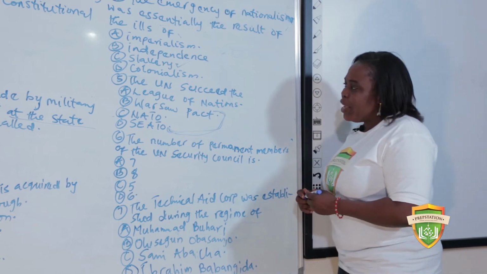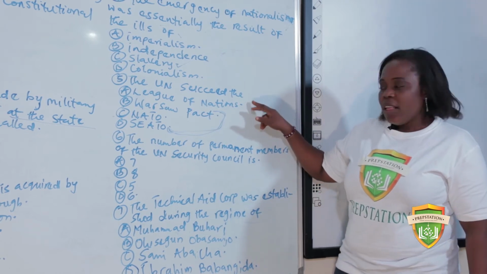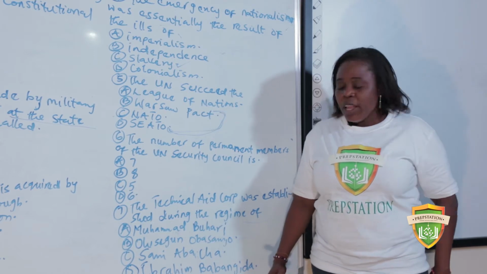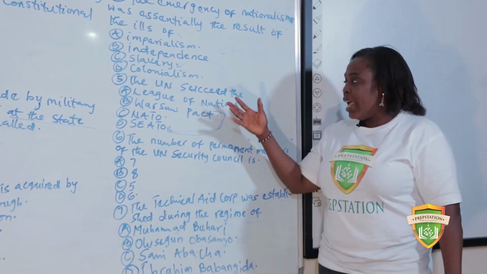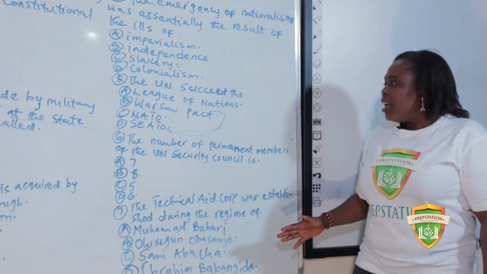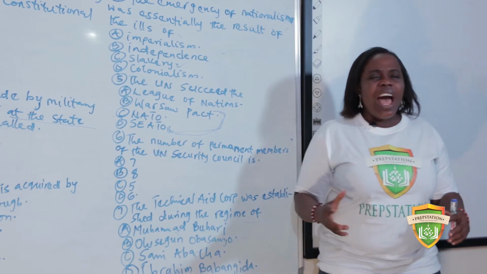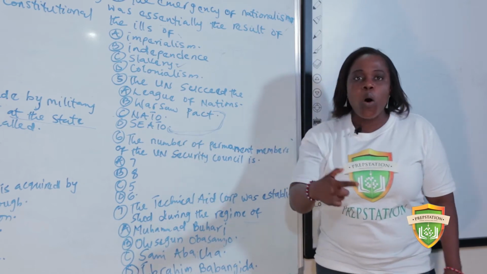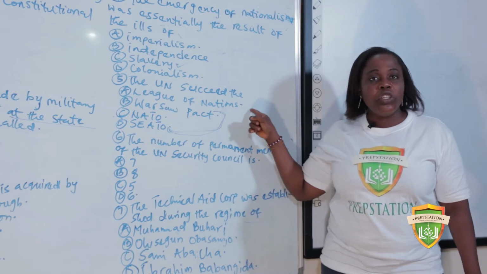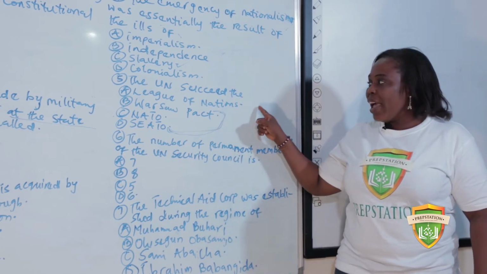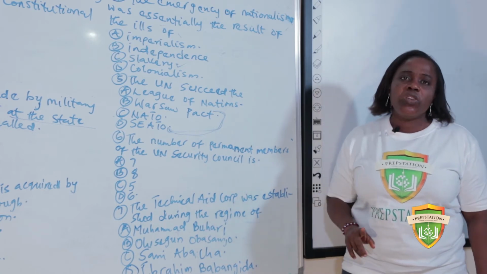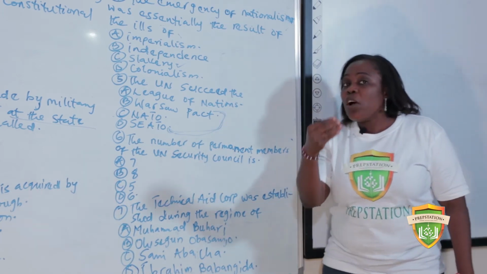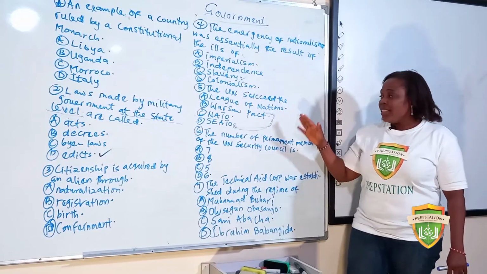Now, let me give you a brief history about this. The League of Nations was formed after the First World War. The First World War started in 1914 and ended in 1919. They created the League of Nations as an organization that would unite the nations of the world so that such war would not occur. That was why it was formed. But unfortunately, the League of Nations failed. If it had succeeded, we wouldn't have had a Second World War. It was because the League of Nations failed that the Second World War happened.